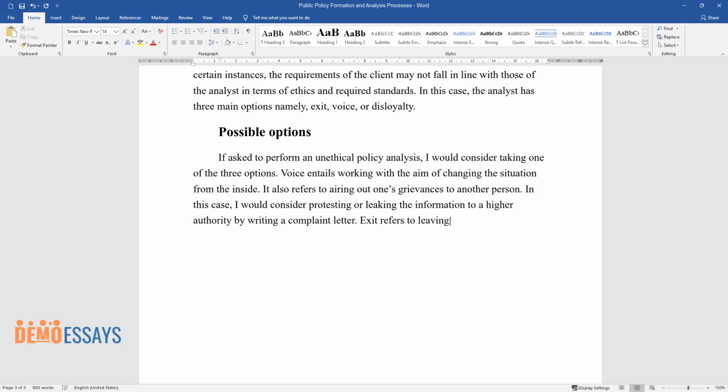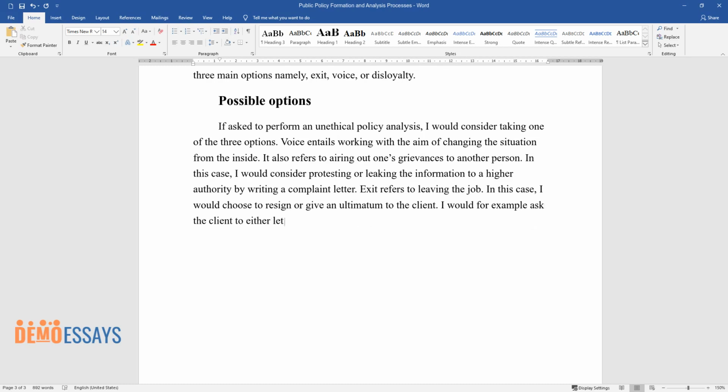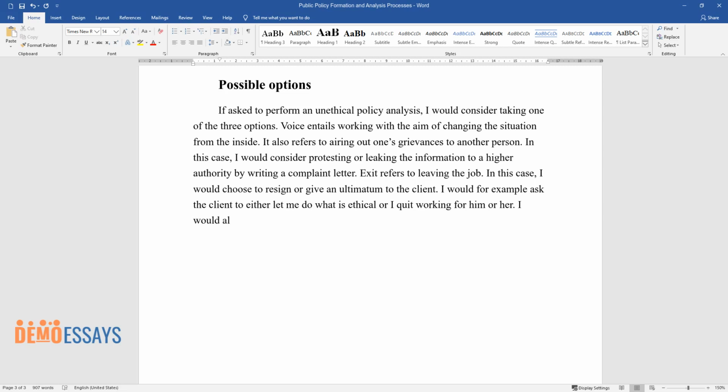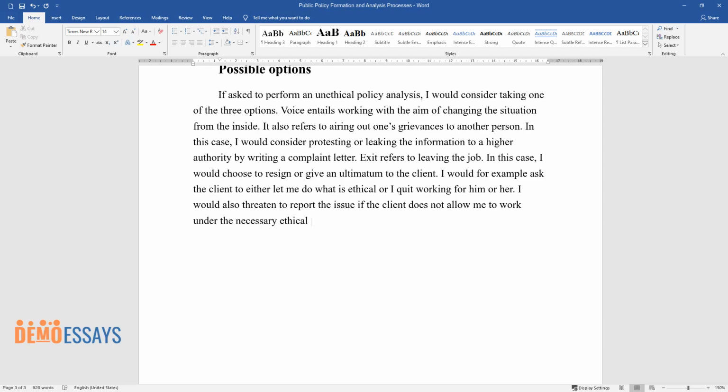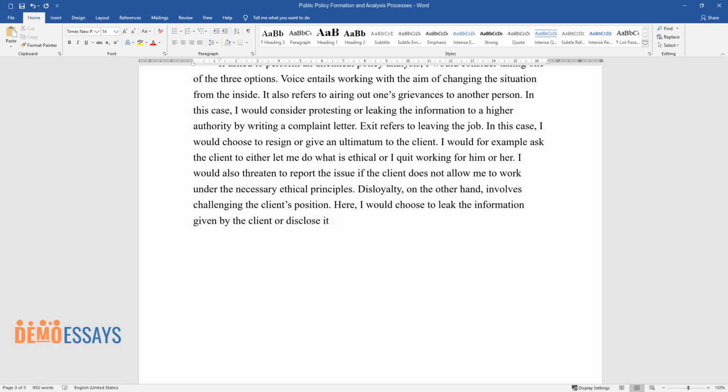Exit refers to leaving the job. In this case, I would choose to resign or give an ultimatum to the client. I would, for example, ask the client to either let me do what is ethical or I quit working for him or her. I would also threaten to report the issue if the client does not allow me to work under the necessary ethical principles. Disloyalty, on the other hand, involves challenging the client's position. Here, I would choose to leak the information given by the client or disclose it to a higher authority.